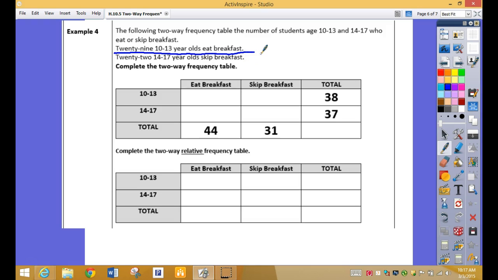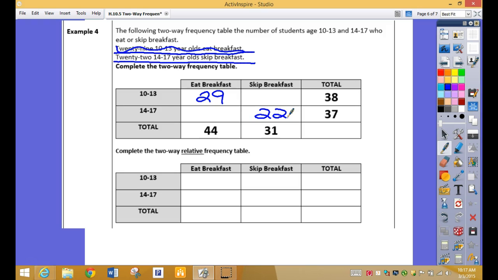Where should I put that number 29? What row? In the 10 to 13-year-old row. And do I put it here under eat breakfast or skip breakfast? Right. And what number goes here? 29. 29 10 to 13-year-olds eat breakfast. So I put that one on there. Where do I put the number 22? 22 14 to 17-year-olds skip breakfast. So I go into the skip breakfast, put it here, 22.